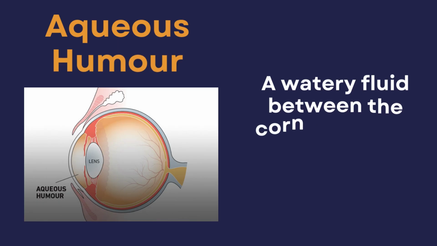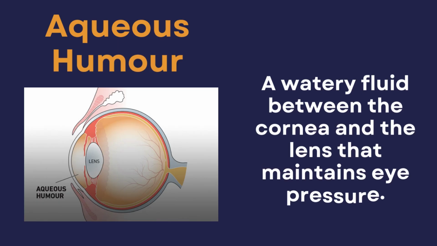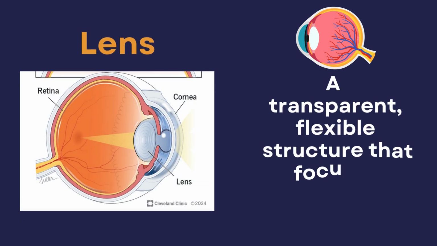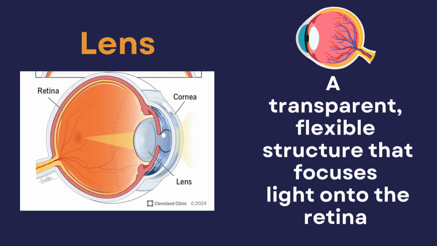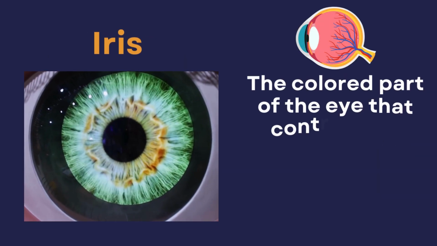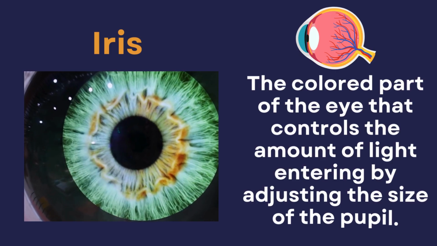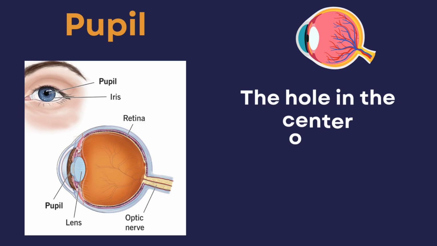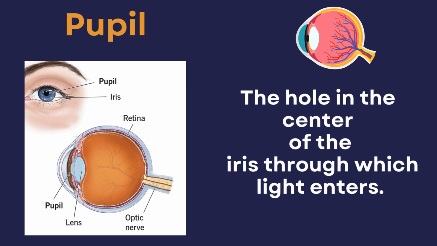Aqueous humor, a watery fluid between the cornea and the lens that maintains eye pressure. Lens, a transparent, flexible structure that focuses light onto the retina. Iris, the colored part of the eye that controls the amount of light entering by adjusting the size of the pupil. Pupil, the hole in the center of the iris through which light enters.